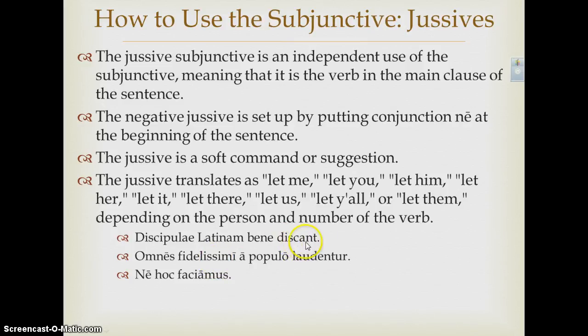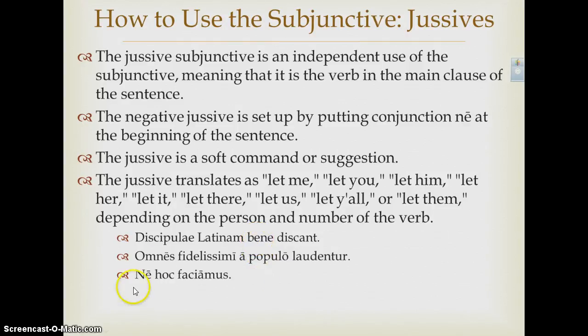So why don't we look at a couple examples of the jussive subjunctive in use. We can tell it's the jussive subjunctive because here it is as the main verb in the sentence. Discipulae Latinam bene discant. We know this is the present subjunctive and it's the main verb, so we're going to translate it let them. This one happens to have a subject in the nominative, so let the students learn Latin well.